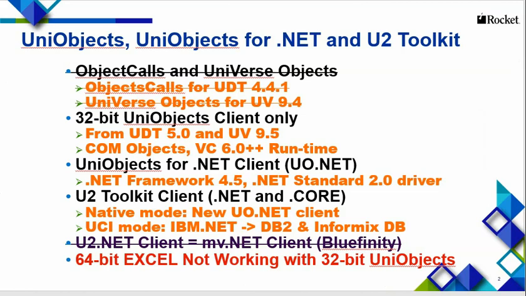It's the COM driver, but it's the 32-bit. It started with Unidata 5.0 and Universe 9.5, and this driver is compiled based on VC runtime 6.0. So when you want to use the 32-bit UniObjects COM driver, you need to install the VC 6 runtime on your Windows machine. After that, we started to provide the latest solution we call UniObjects for .NET.